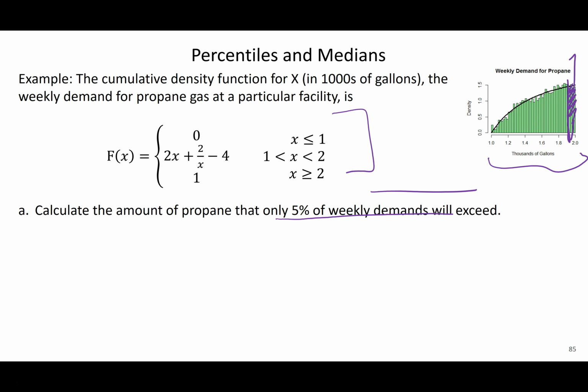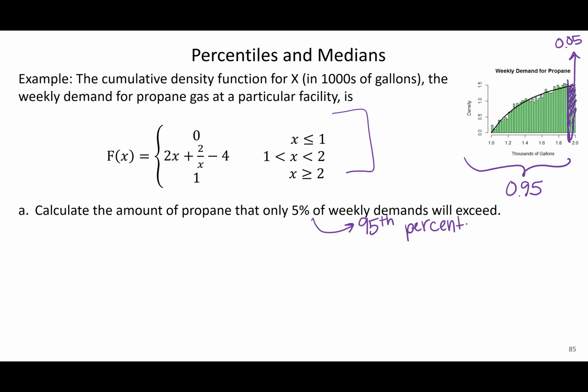saying, hey, I want the top 5%. So I don't want the 5th percentile. If 5% are above it, that means 95% are below. I want the 95th percentile. So I want to know the value of x 0.95. That's what I want to calculate. So definitely be cautious. Depending on how things are worded, you want to make sure that you're calculating the correct percentile. Because if you calculate the 5th percentile, it'd be something down here. It would be much lower than the 95th percentile.